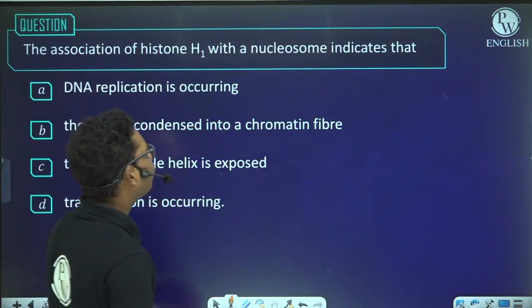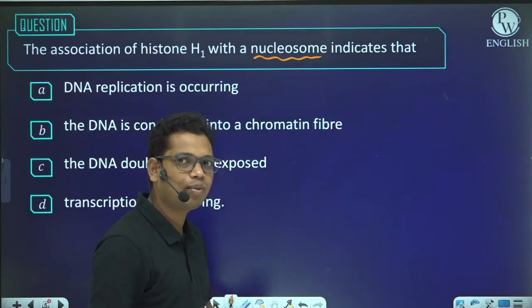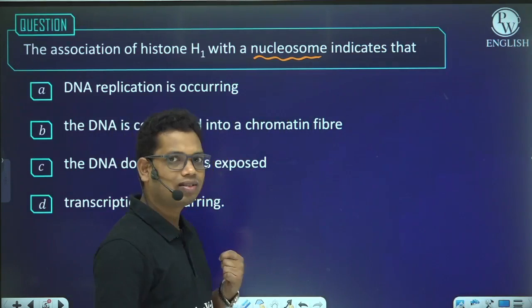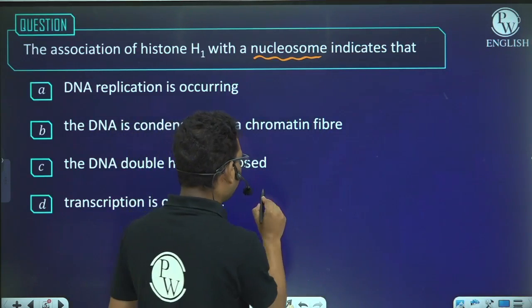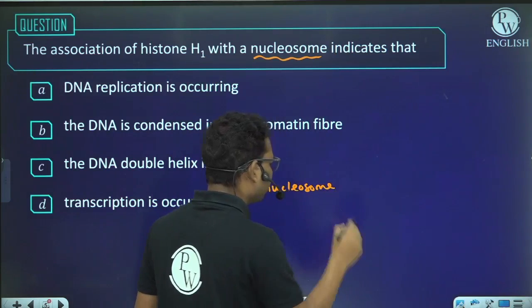Okay, the association of histone H1 with the nucleosome indicates that. See, so what is nucleosome? Nucleosome is a complex of DNA and proteins, right? So the DNA which is present in the, let me write over here, nucleosome. Why does the nucleosome have to be formed? Let me tell you one thing.